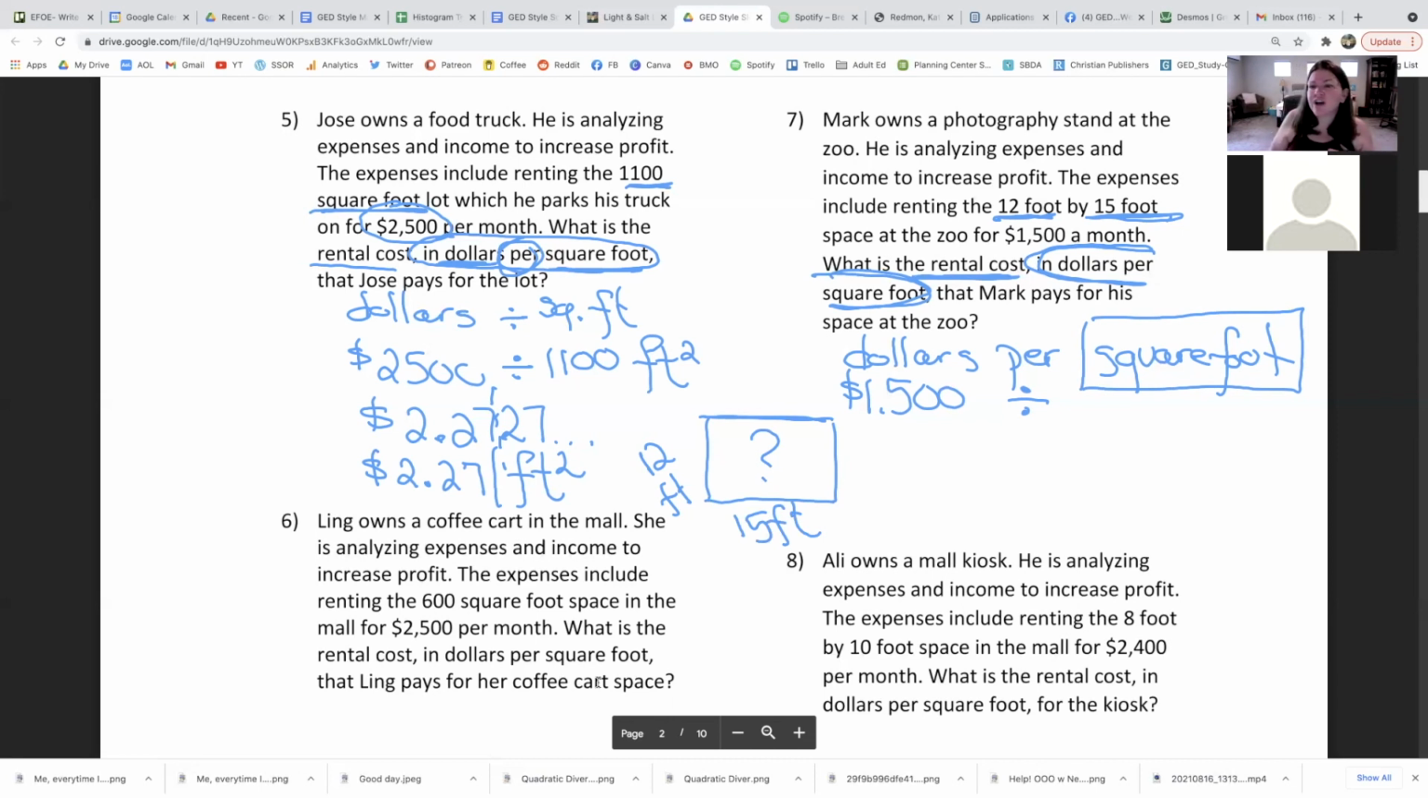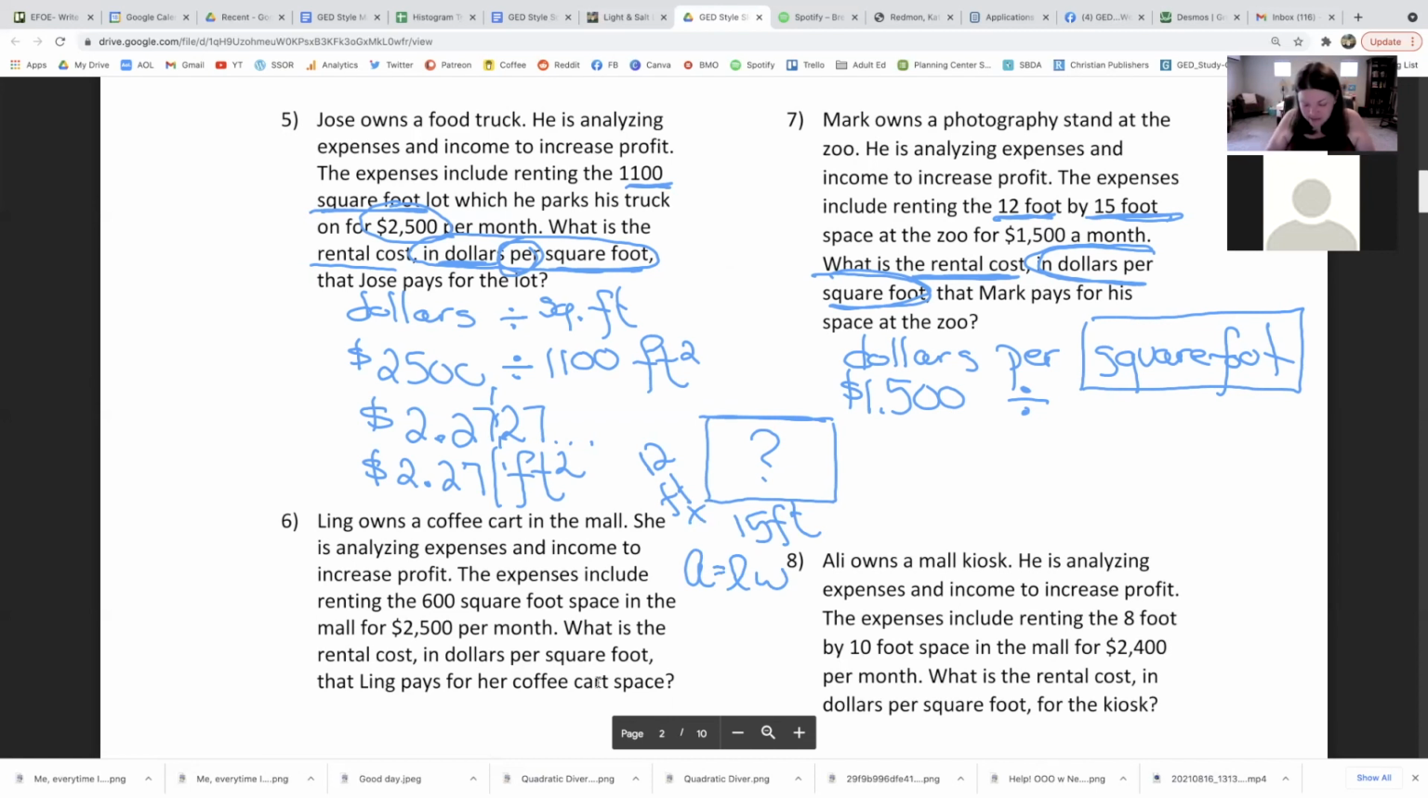So we're going to have to find this area, this square footage, before we can find the dollars per square foot. So how do you find area of a rectangle? You can take a look at your formula sheet. It'll tell you area of a rectangle is equal to length times width. But a lot of students remember this one without a formula sheet because you just multiply the 2 dimensions. So let's do that. Length times width, 12 times 15 gives us 180.